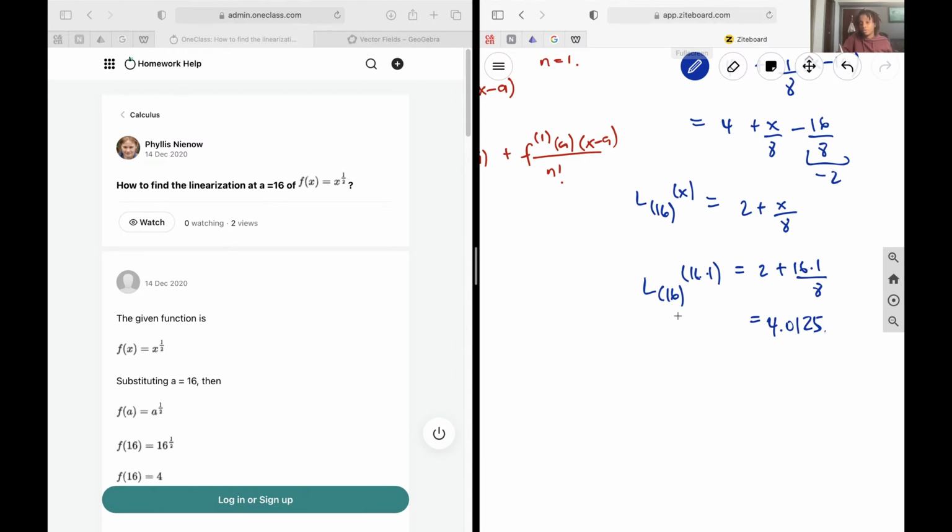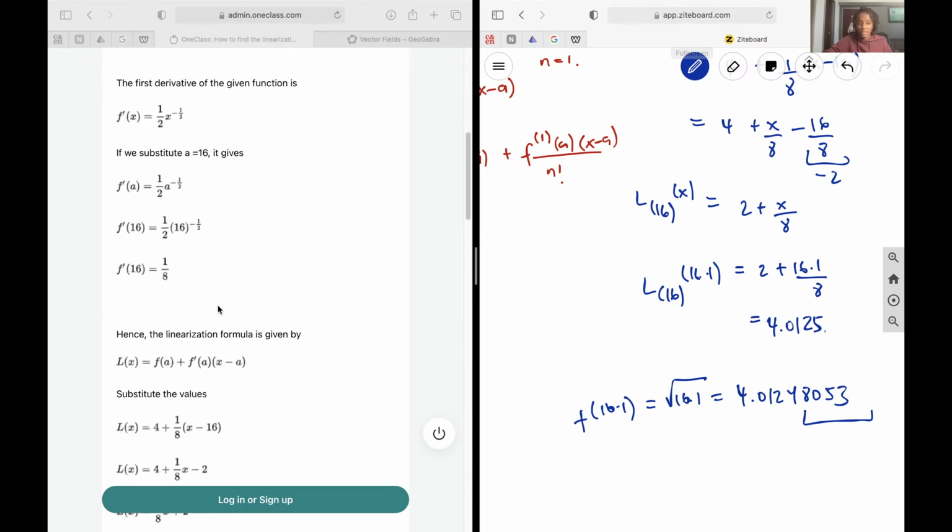Let's check out what the function actually is. And so the function at 16.1 is the root of 16.1. And that is 4.0124805. And so you can see that if we had rounded it off, we would have gotten the exact same thing, and that the error is really, really small. And so that's just how all of this works. Your final answer should be this function, 2 plus x over 8.